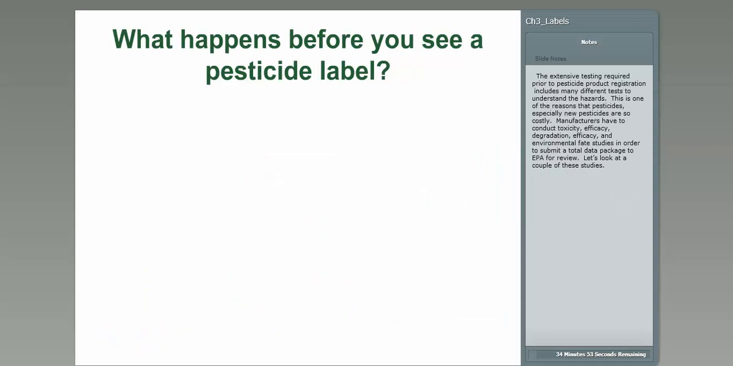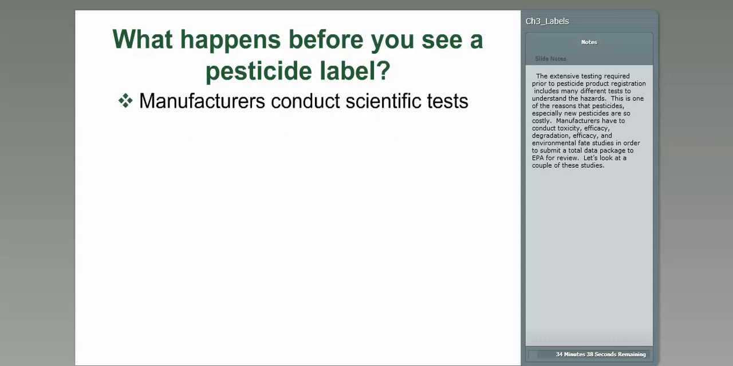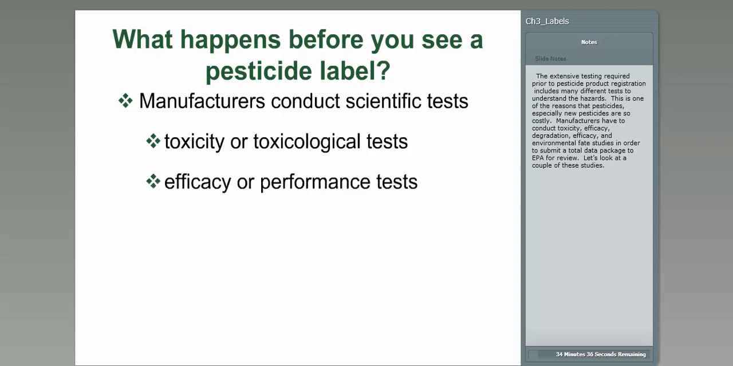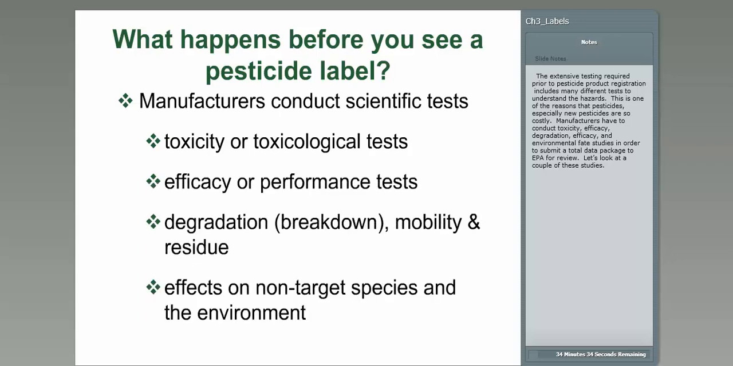The extensive testing required prior to pesticide product registration includes many different types to understand the hazards. This is one of the reasons that pesticides, especially new pesticides, are so costly. Manufacturers have to conduct toxicity, efficacy, degradation, and environmental fate studies in order to submit a total data package to EPA for review. Let's look at a couple of these studies.